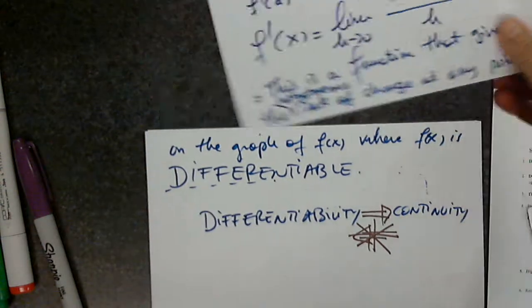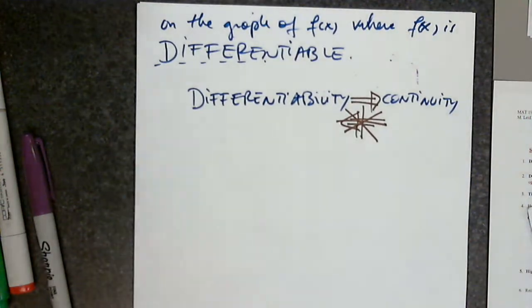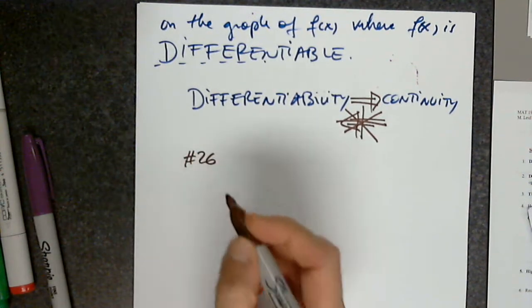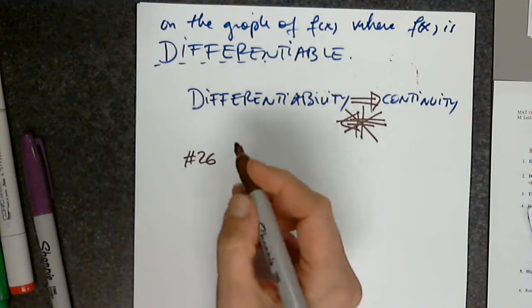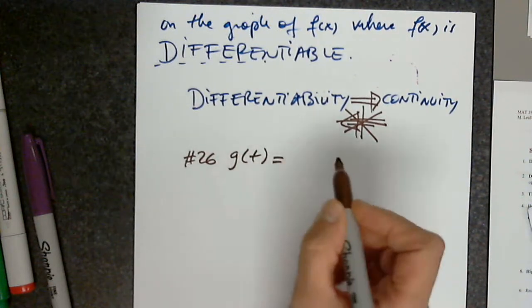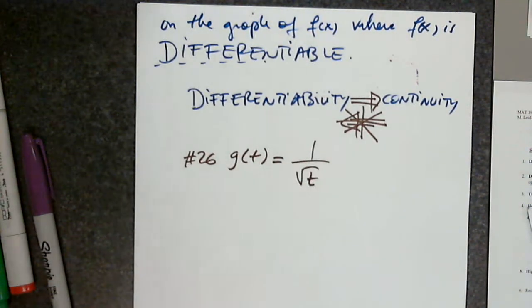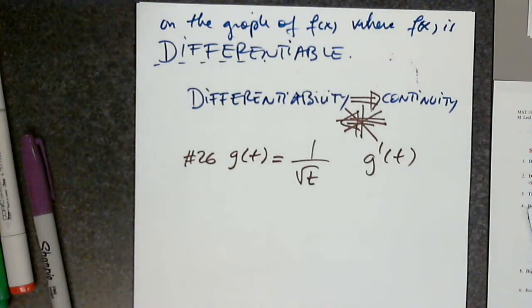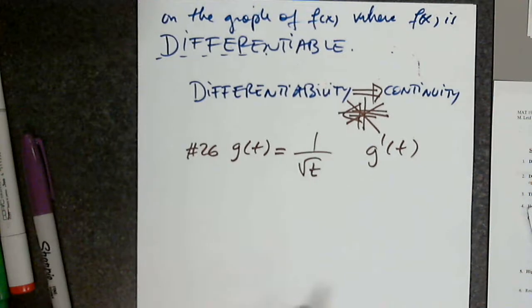Which function? So this is again the same thing. Which one? 21 to 31? 26. So as you see, g of t equals 1 over the square root of t. We're asked to find g prime of t. There is only one definition for g prime of t, and it's the same thing that I've been torturing you with all along. So how do I find g prime of t?